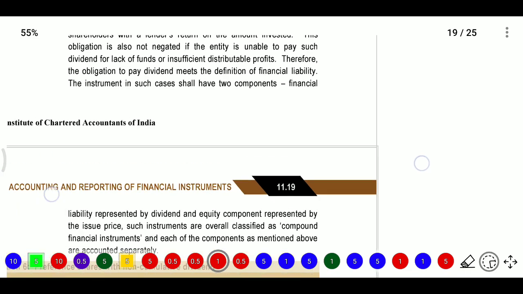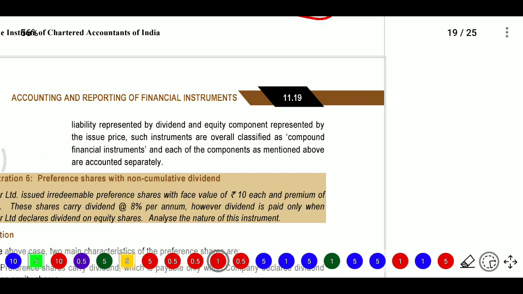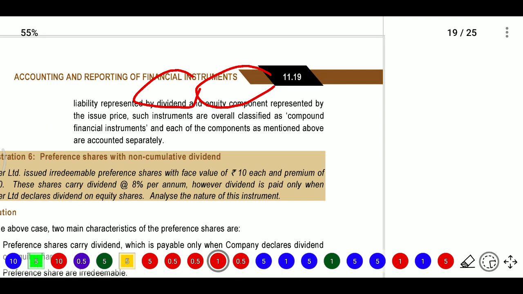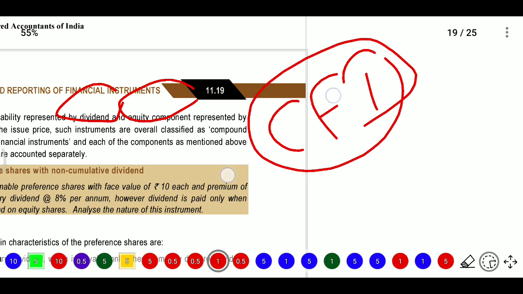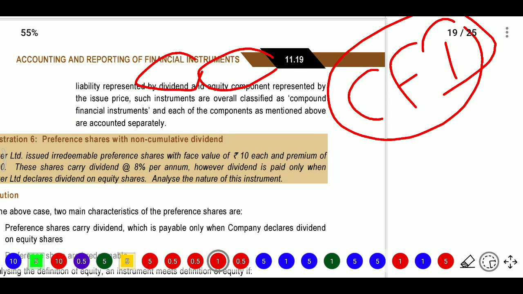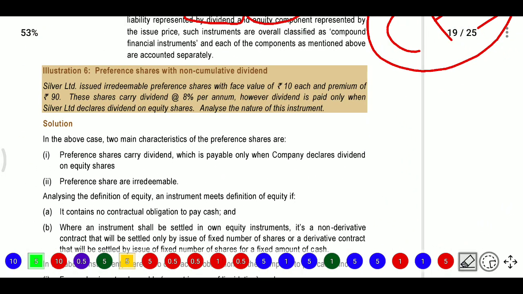Here the financial instrument may have two components. One will represent the liability or dividend, and the other the equity component, so it will be known as a compound financial instrument. In one instrument, if two or three instruments are included, it will become a compound financial instrument. For example, they provided one example.